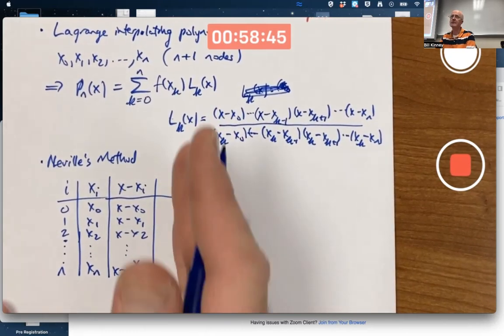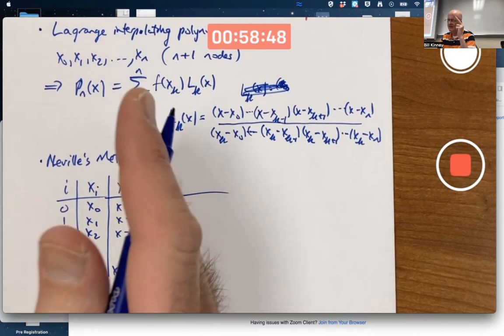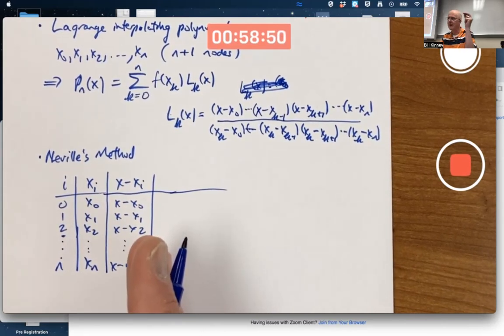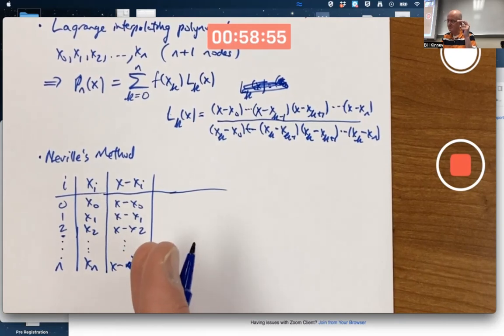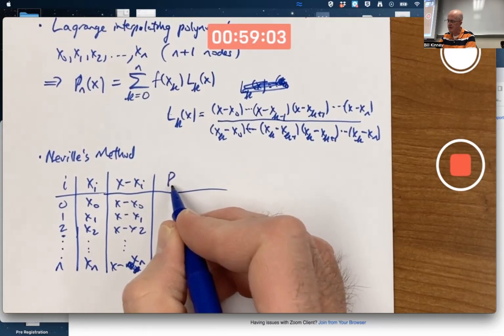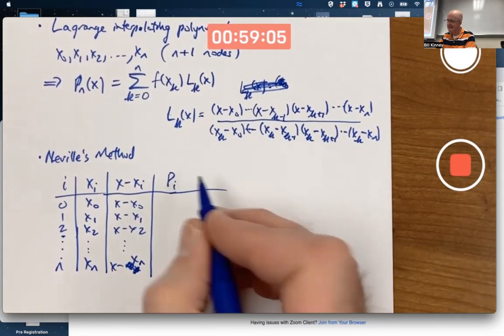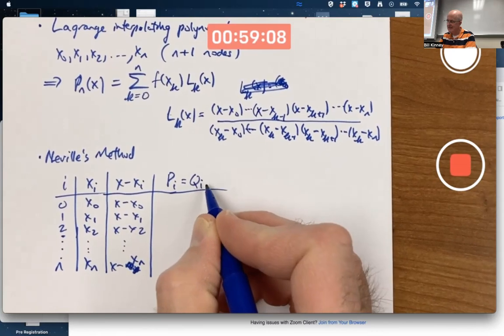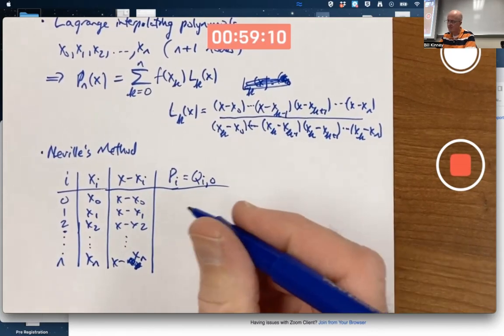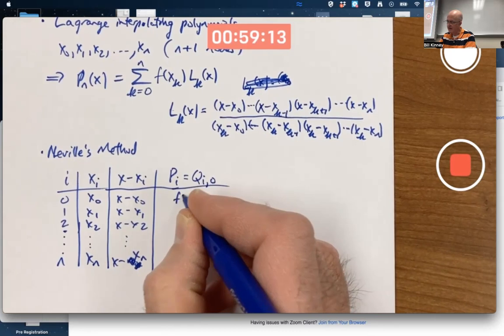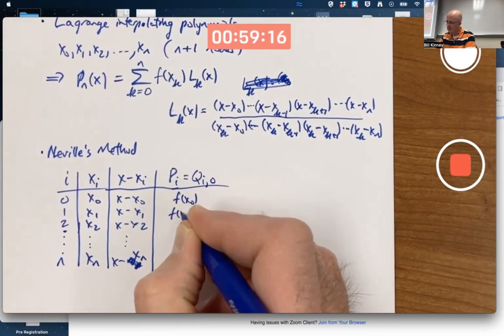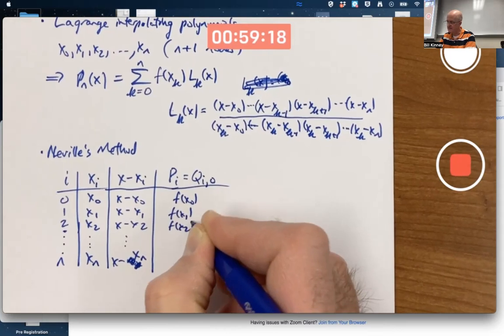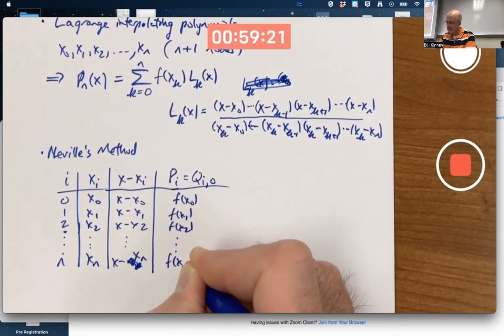The next column is going to be 0th. I always remember it this way. This is going to be 0th degree approximations, constant functions, the values of the function f at the nodes. In each case, you are effectively just using one node. You can label it p sub i. q sub i comma 0 is just f at the nodes: f of x0, f of x1, f of x2. These are constants. f of xn.